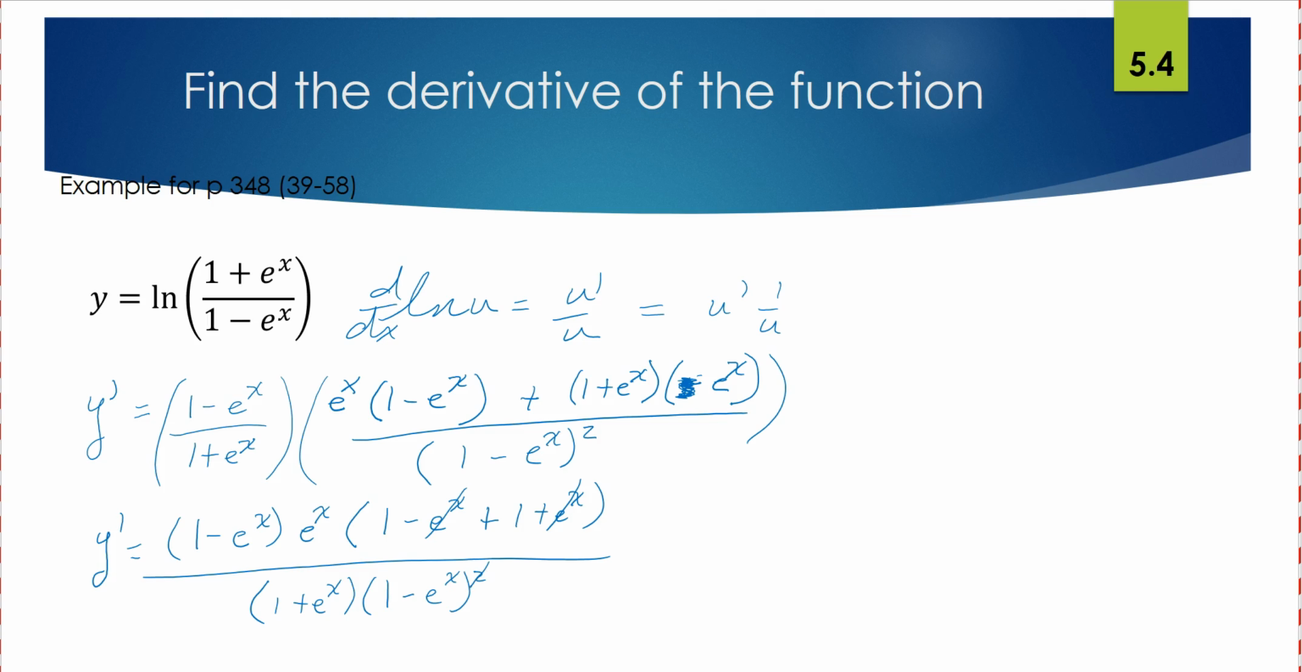Now, this squared is going to cancel with this 1 minus e to the x. So I'm simplifying, and I get y prime is equal to e to the x, and then 1 plus 1 is 2, so 2e to the x, all over 1 plus e to the x, 1 minus e to the x, which is what we got on the previous slide.